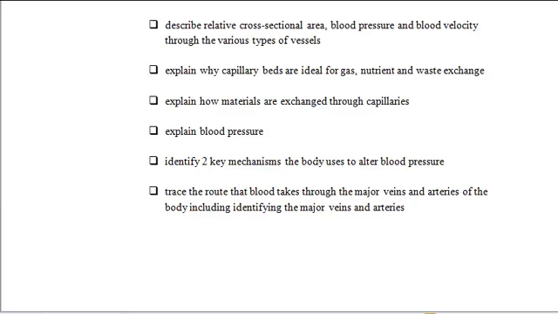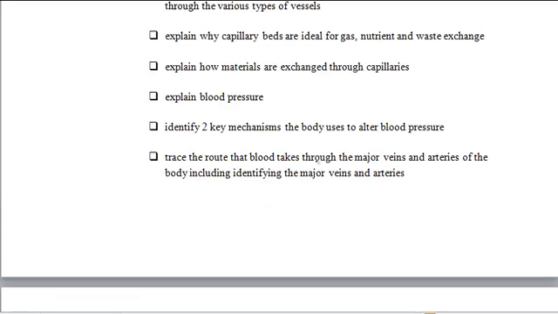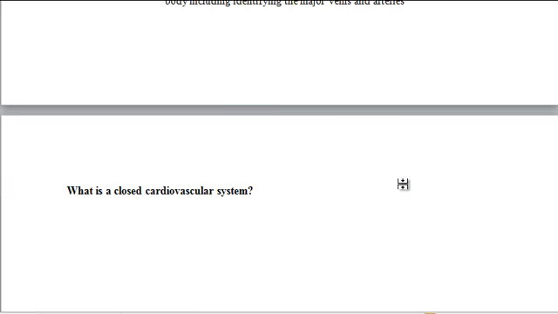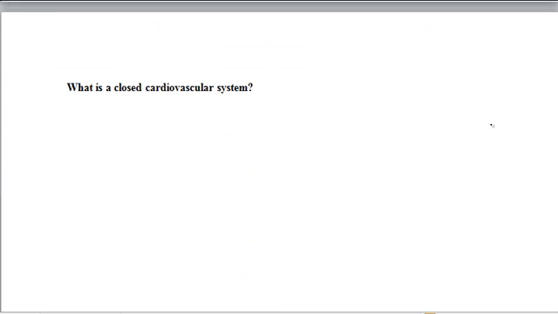You need to be able to explain blood pressure and the two key mechanisms the body uses to alter blood pressure. And finally, you need to be able to trace the route of blood through all the major veins and arteries of the body. So to begin with, we'll take a look at what a closed cardiovascular system is.